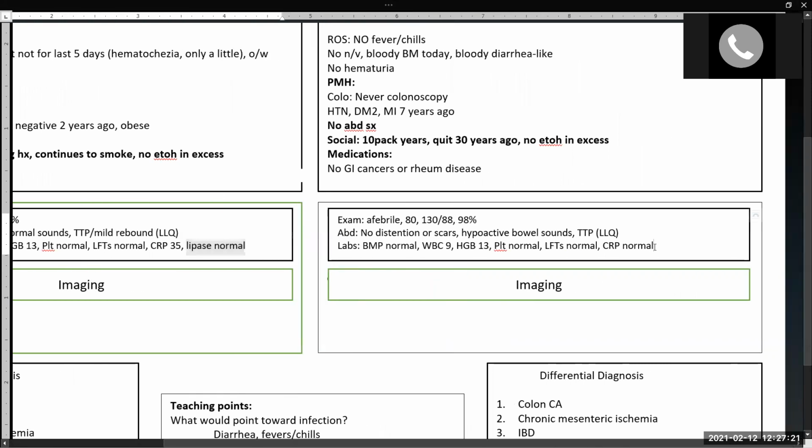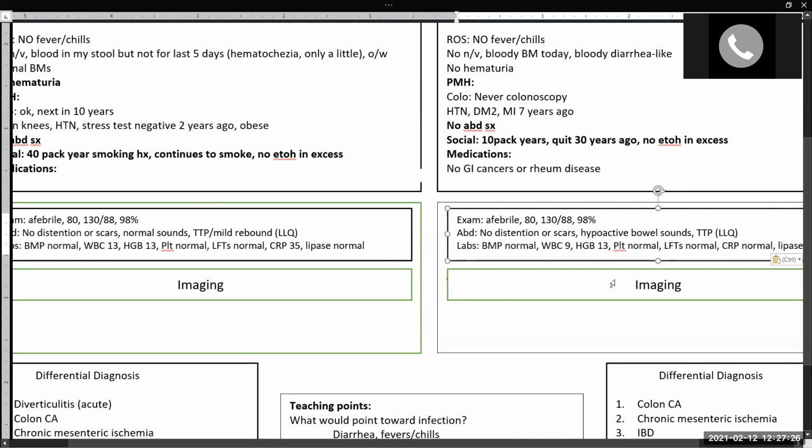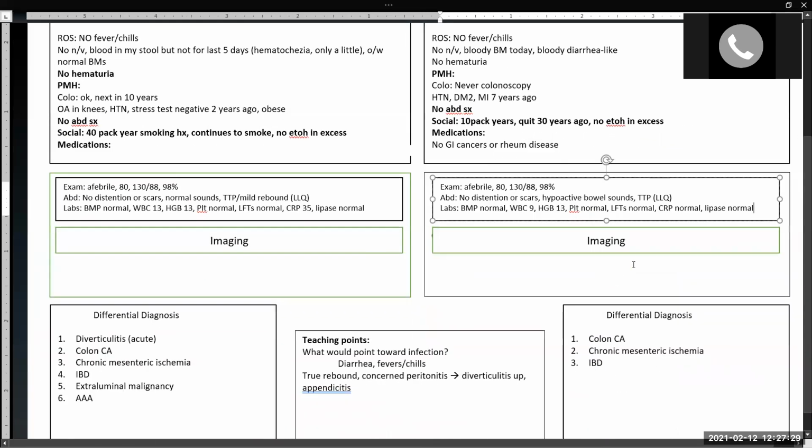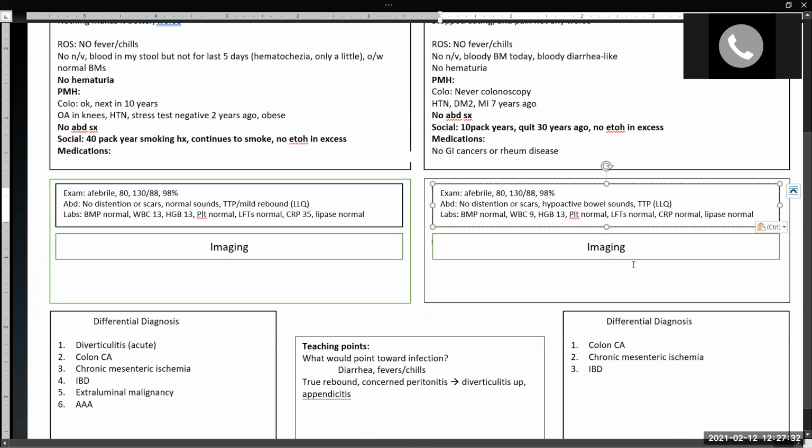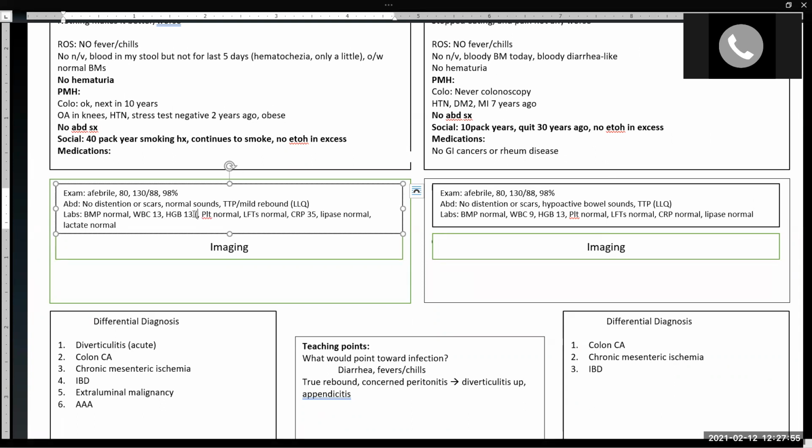Jen, can you tell us why you want a UA? I'll give you some time to type. And what was the lactate? Oh, lactate normal in both. What's the MCV on that? Oh, great question. Both have a little bit lower hemoglobin for males. Yeah, both are normocytic.